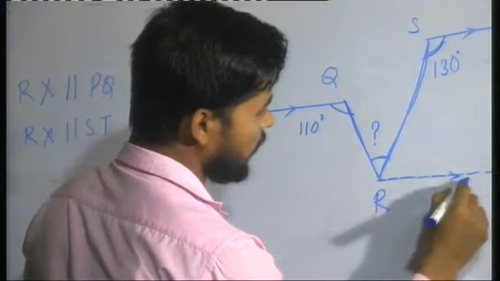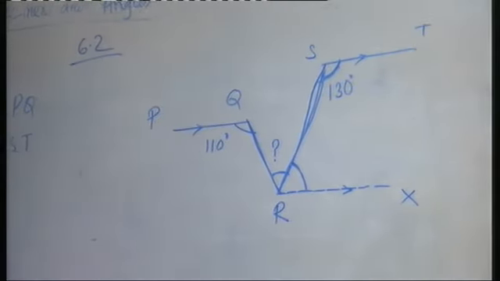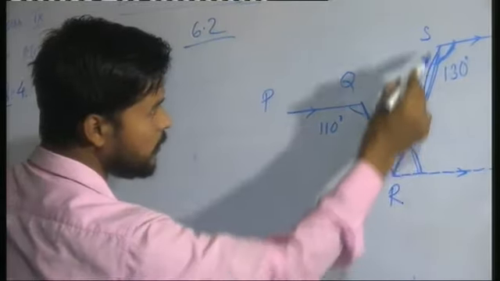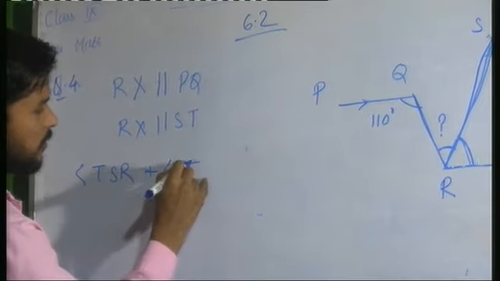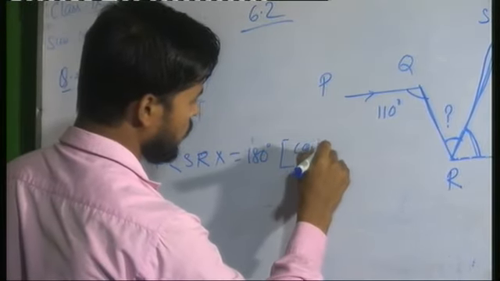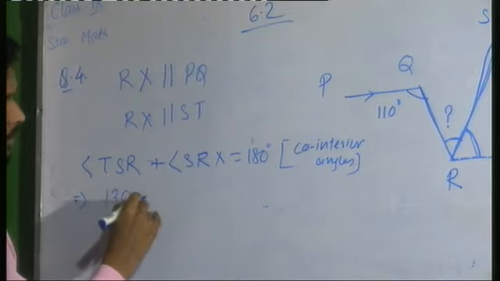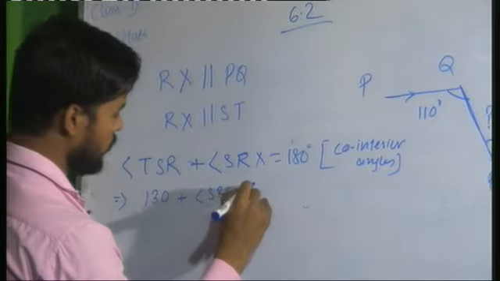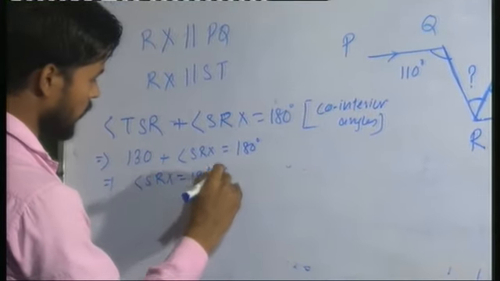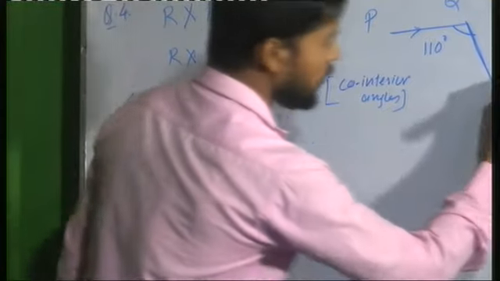Now look, ST and RX are two parallel lines and SR is the transversal, so the sum of these two angles must be equal to 180 degree. Why? Because they are co-interior angles. So angle TSR plus angle SRX is equal to 180 degree. That means 130 plus angle SRX is equal to 180. That is, angle SRX is equal to 180 minus 130. That means angle SRX is equal to 50 degree. So this angle is equal to 50 degree.